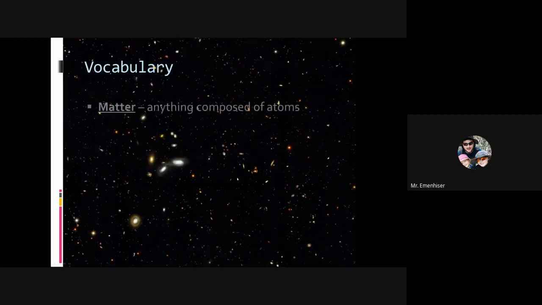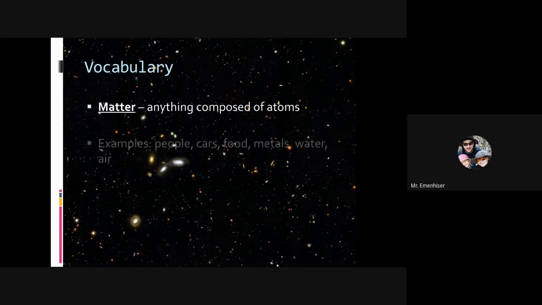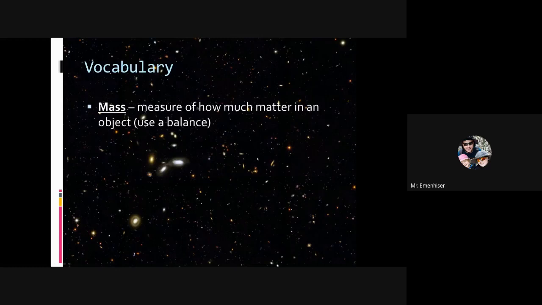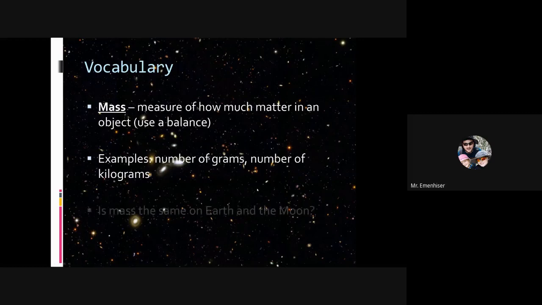So here's some vocabulary. So matter is anything composed of atoms: people, cars, food, metal, water, air. Anything that's not energy is matter. Mass is the amount of matter that's in an object, so how much stuff. So we're going to use a balance to determine that. All right, so number of grams, number of kilograms. That's usually the unit for mass, is the gram, little g. The mass of a person would be the same on the Earth and the Moon. It's a fundamental property of matter, so it doesn't change.